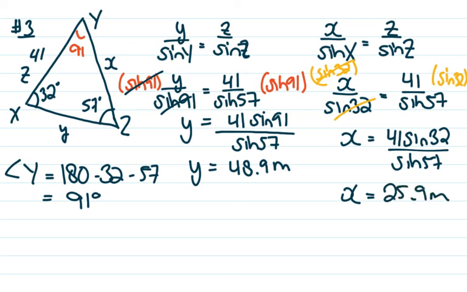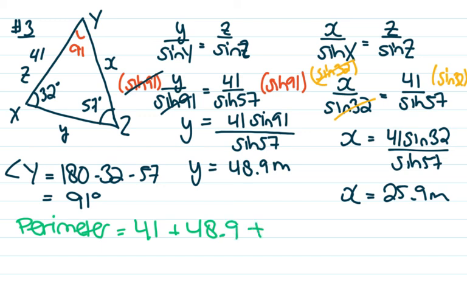Okay, so now we have all the side lengths. Now we need to add them all together to find the perimeter. So perimeter equals 41, which was Z, plus Y is 48.9, plus X is 25.9. And that's a total of 115.8 meters. Okay, on to number 4.